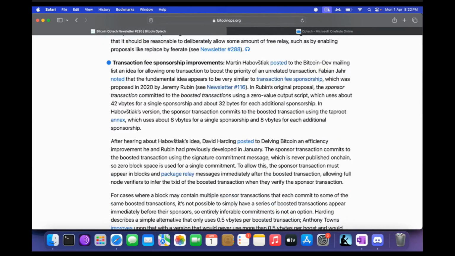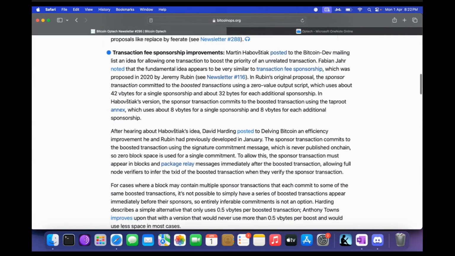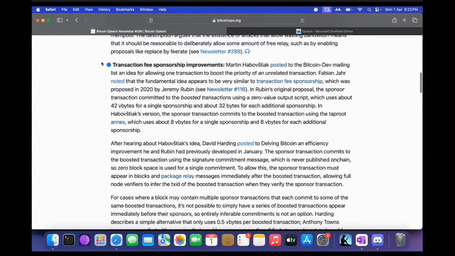Okay, if none, then let's move on to the second one. The title of the second news article is Transaction Fee Sponsorship Improvements.